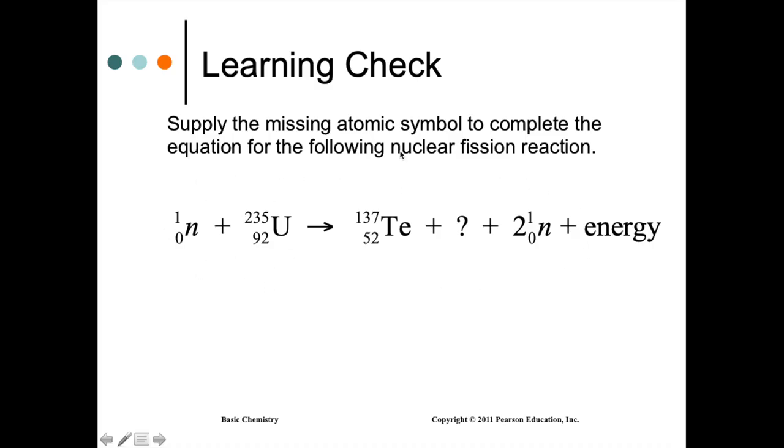And then on the right-hand side, we have tellurium-137, we have some mystery particle, and we have 2 neutrons. Please note the 2 there. Of course we have a whole bunch of energy, but that's not important right now. We want to balance out these particles. So ask yourself, what must the mass number on this and the atomic number on this be to get this side of the equation to balance out with the left side of the equation? Feel free to pause this video and try it out.